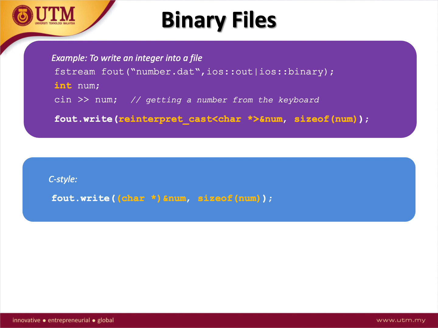Here is another example to write an integer into a file. fstream fout, this is the file name, output, which is in binary. We declare int num and cin num, so we are getting a number from the user. We are going to code it like this: fout.write, reinterpret_cast, this is the pointer, and this is the num that we get from the keyboard. Again, the second parameter is the size of the variable that we want to pass.